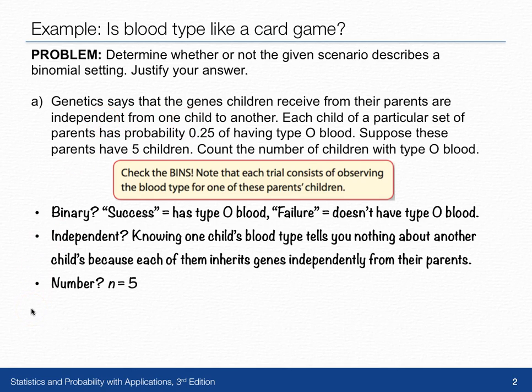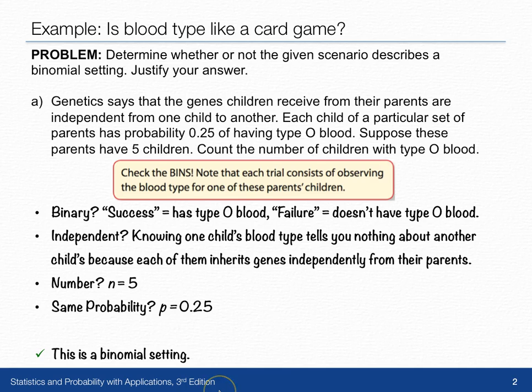Next, we note that we have a fixed number of trials in each case, n equals 5, because we suppose that each parent has 5 children. And then finally, the probability of success is the same for each trial, and that was given to us in the problem as 0.25. So, because we meet all 4 of the conditions, this setting is a binomial setting.